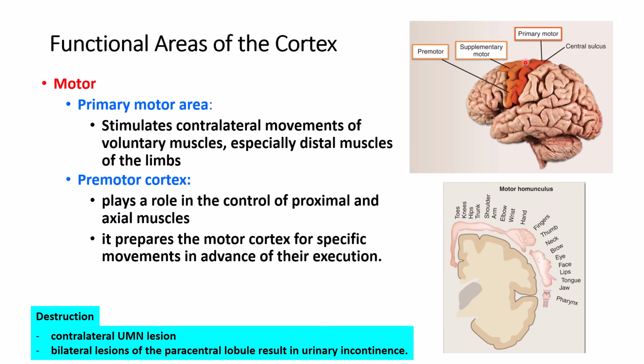A specific lesion that I thought I should mention here is in the paracentral lobule. So paracentral, this is the precentral, right? If you look at it more medially, I don't have an image here, in this area anterior to the central sulcus, this is the paracentral lobule, and damage there will cause urinary incontinence.